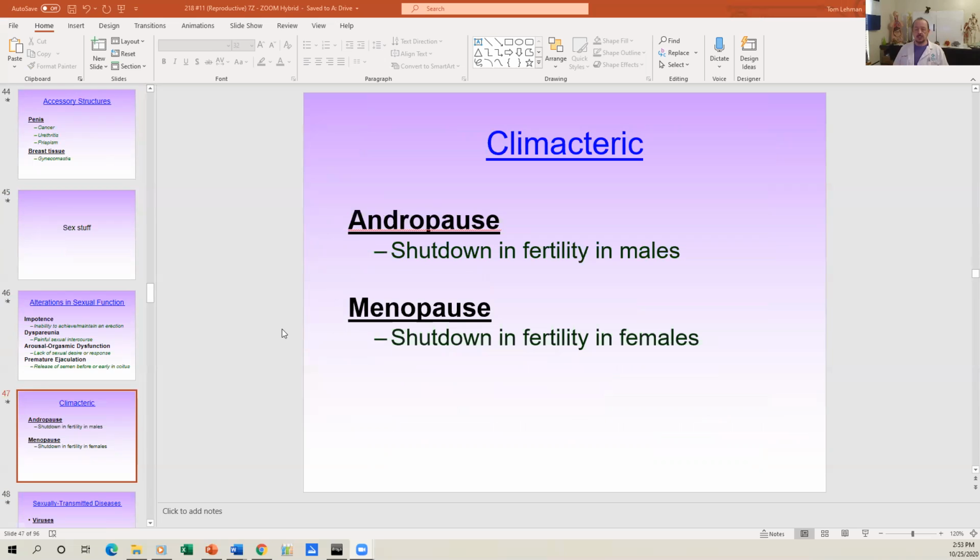Understand age-related changes to the reproductive systems. Climacteric is the end of reproductive life. In the female, that's referred to as menopause, and in the male, that's referred to as andropause. Be able to understand the events occurring there.